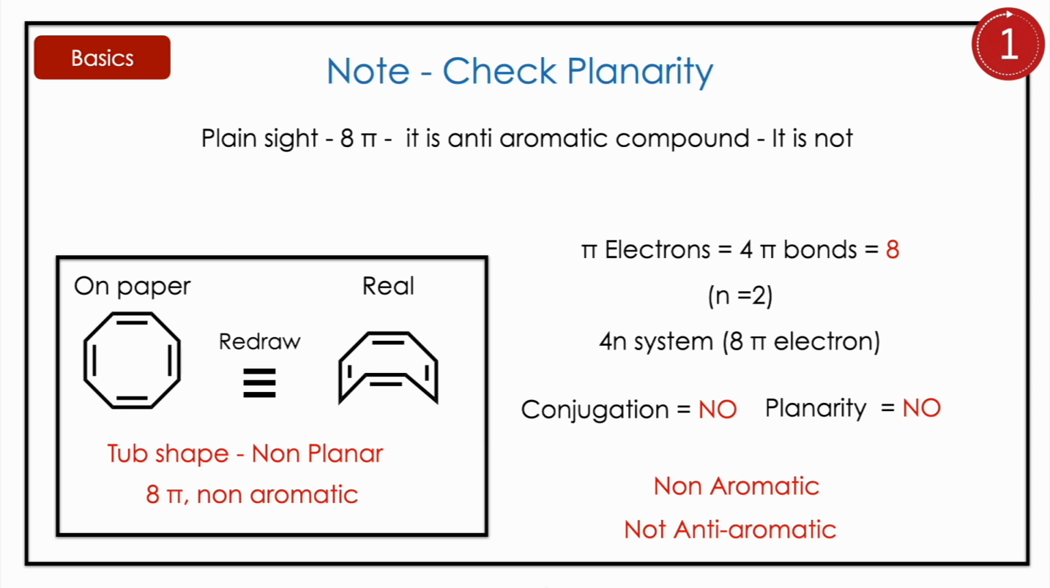Then a very interesting basic: check the planarity. Here I have given cyclooctatetraene, also called COT. By looking at the flat structure on paper, you may think it is an anti-aromatic compound because it is cyclic, has conjugated double bonds and 8 pi electrons, and looks planar. But in the real structure it is a dove shape, a bent structure. It is not planar, so no conjugation, no planarity. It is a non-aromatic compound, not an anti-aromatic compound.